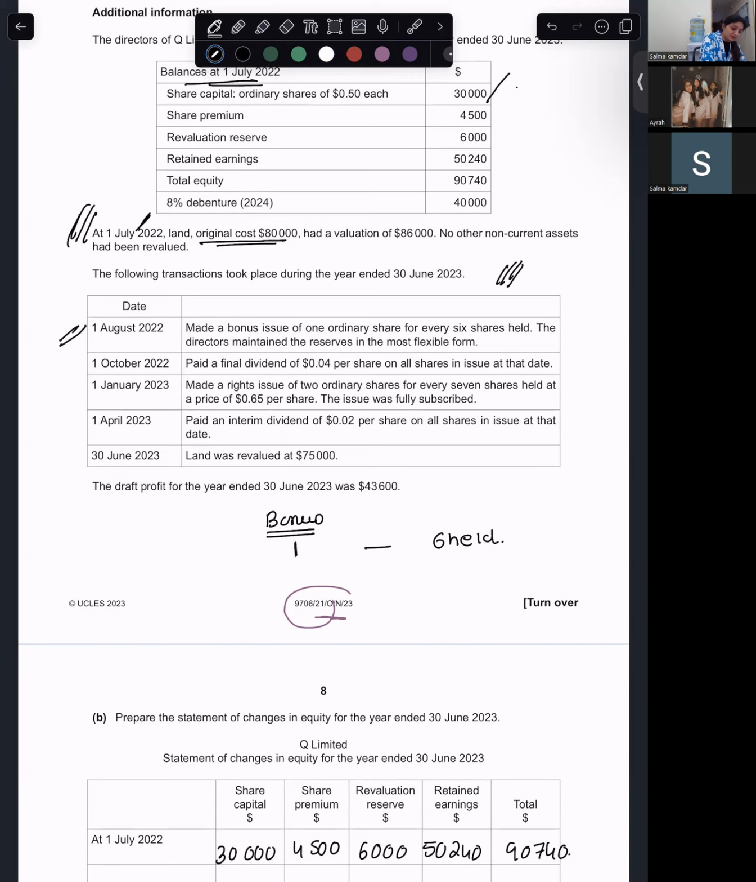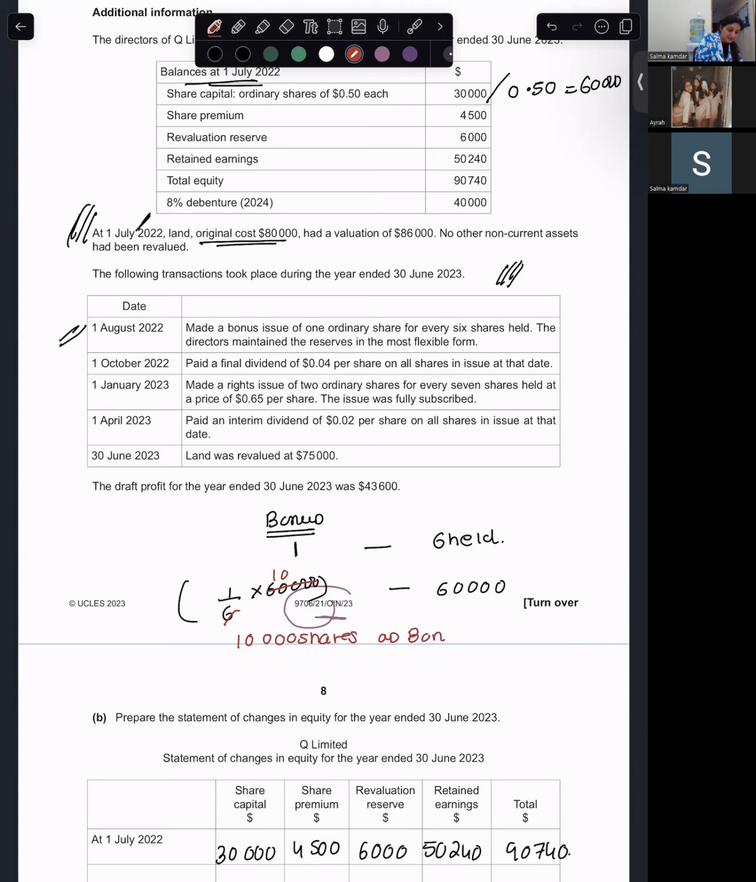30,000 divided by 0.50 into 1/6. 30,000 divided by 0.5, so 60,000 shares are held. So the bonus would be 1 by 6 into 60,000. So how many shares will you give as bonus? 10,000. So you will give 10,000 shares as bonus.